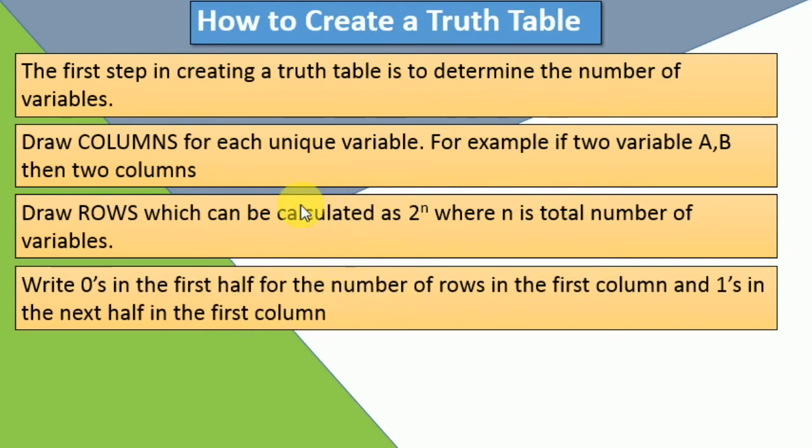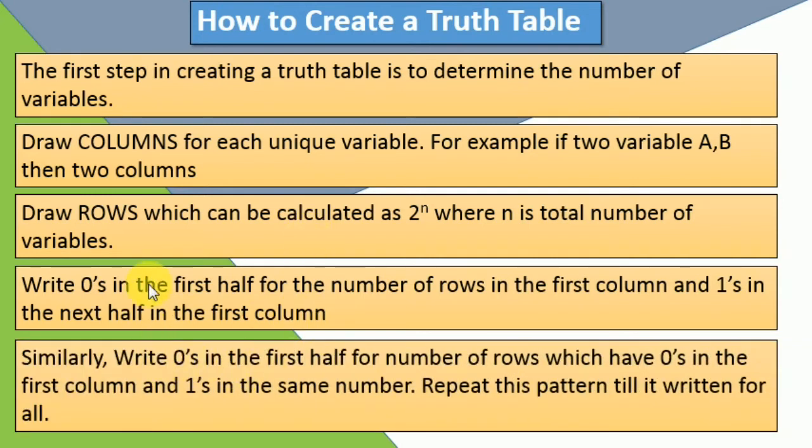Only 2 things you are going to put, 0 or 1. Write zeros in the first half of the rows in the first column. If you start from the left side, half the number of rows are going to be 0 and half are going to be 1.